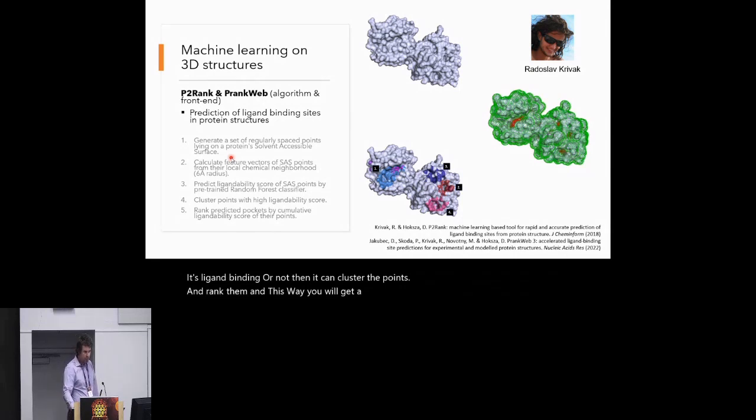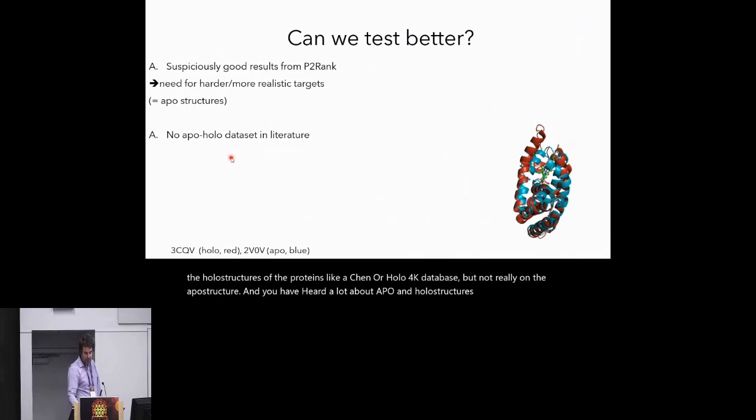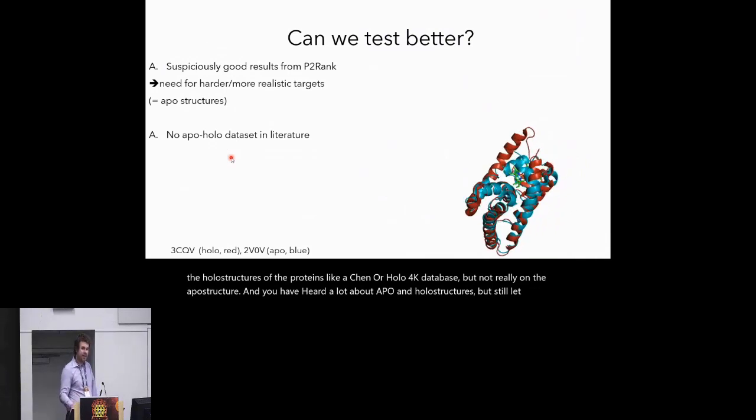And in all sorts of comparisons, and Javier here would probably be more apt to talk about what is a good tool, but it seems to be quite a good tool. The problem here is that all these things are tested on the holo structures of the proteins, like the Chen or Holo4K database, but not really on the APO structure. And you have heard a lot about APO and holo structures, but still let me show you a short video, which I think is really cool.